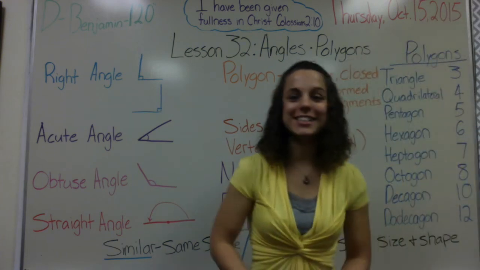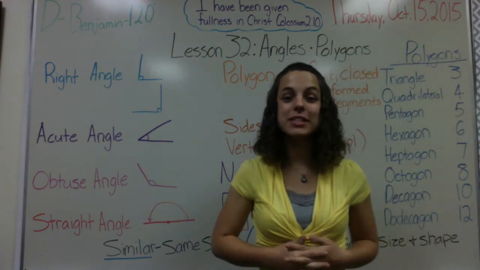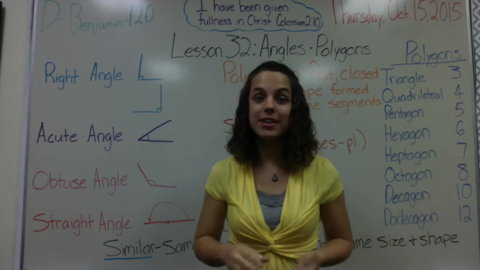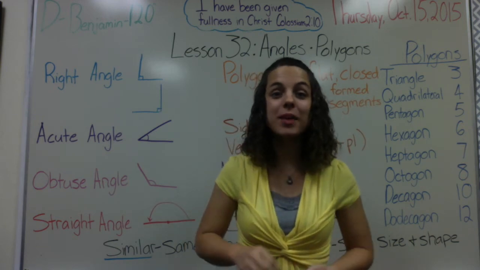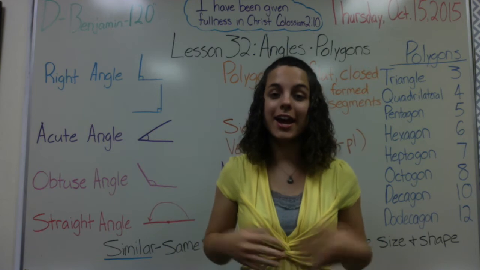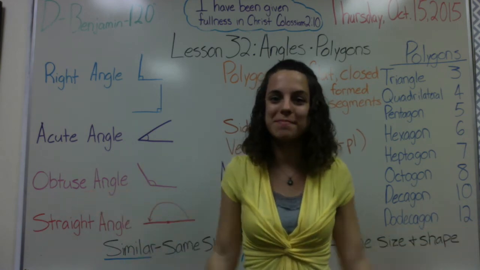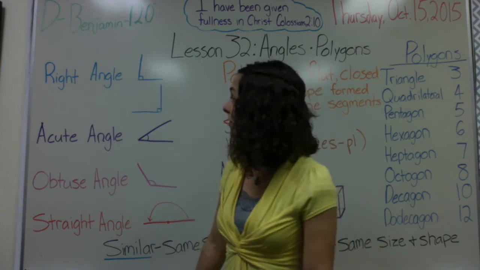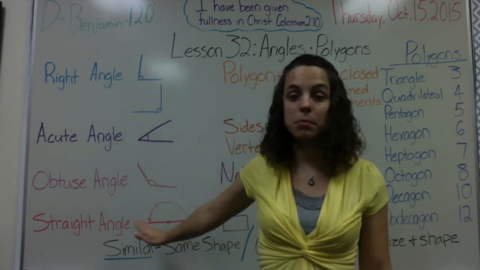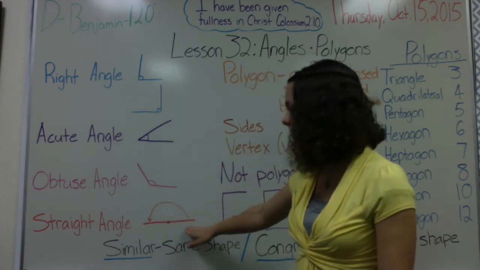Hello, welcome to lesson 32. This is about angles and polygons. Now with this lesson you're going to need to take a lot of notes. We have a lot of vocabulary, and we have a whole board full, so we won't be able to do too many examples. The first thing, which is angles, is pretty much all review except for maybe straight angle.